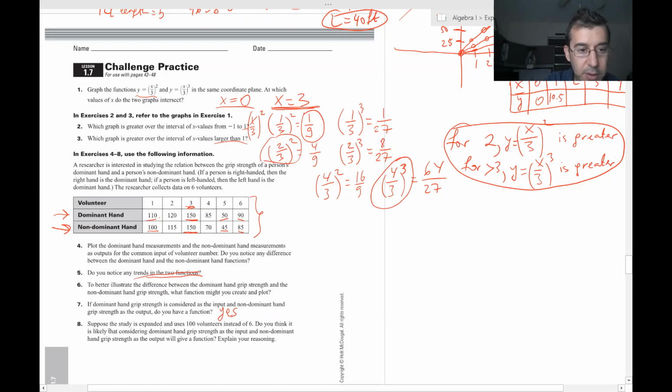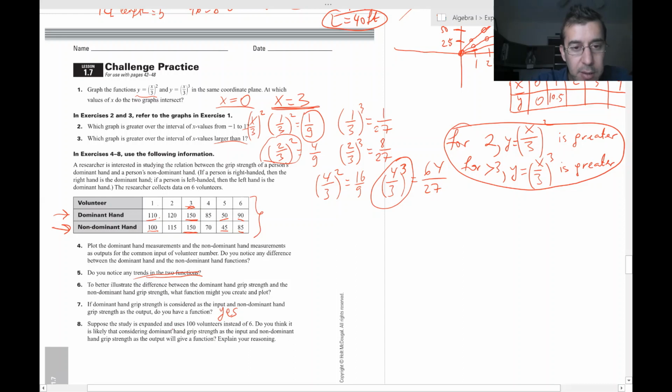Now, next question. Suppose the study is expanded and uses 100 volunteers instead of 6. So in this case, we just have 6. So this is a function because we don't have more than one input mapping to different outputs. But if we have 100 volunteers, okay, do you think it is likely that considering dominant hand grip strength as the input and non-dominant hand grip strength as the output will give a function?